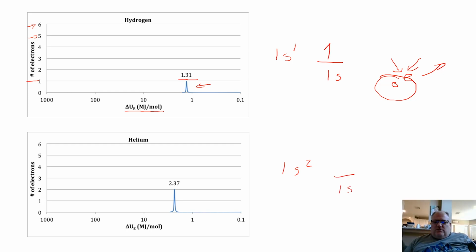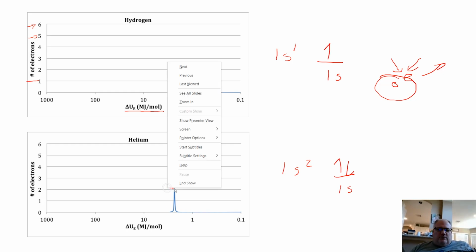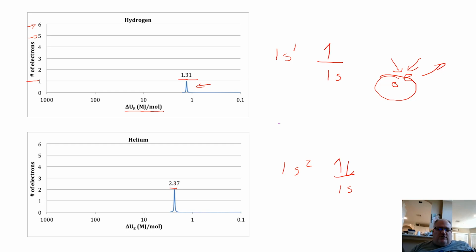Now, if we take a look at helium, helium looks very similar, except it's 1s2, and if we were to take a look at the orbital notation, it'd be 1s with 2 electrons. Now take note of a couple things. One, do you notice how here the amount of energy that's required to pull these electrons off is 2.37, whereas here it was 1.31? And that should kind of make sense, because the helium atom has 2 protons and 2 electrons, whereas the hydrogen atom had 1 proton and 1 electron. So each of these electrons is going to feel a greater pull, and that means it's going to be harder to pull them off, which is why each of these 2 requires 2.37 megajoules per mole.